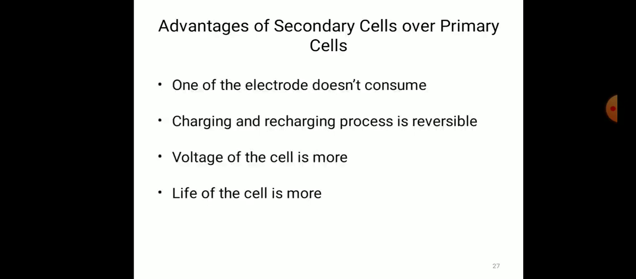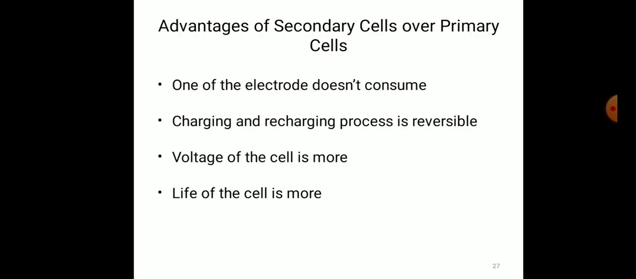Next, we are going to discuss the advantages of the secondary cell over the primary cell. We already know that in the primary cell there is no reverse chemical reaction, but in the secondary cell we have the reverse chemical reaction. The meaning is that primary cells are not reusable; we don't recharge them again and again. But the secondary cell we can recharge again and again. So that is the main difference.